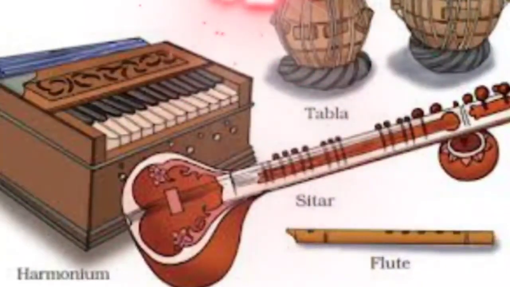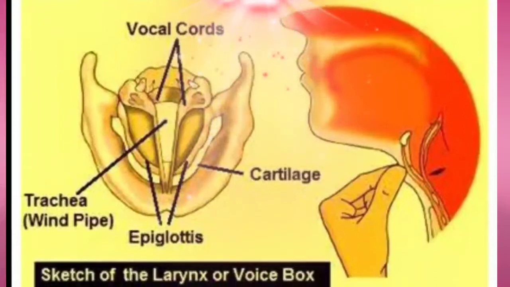In the previous lesson, we have already seen how sound is produced. Students, observe and discuss. Identify the instruments and discuss sound production in them. Students, you have to complete this activity in your textbook only. Let us move towards the next, that is, sound produced by humans.